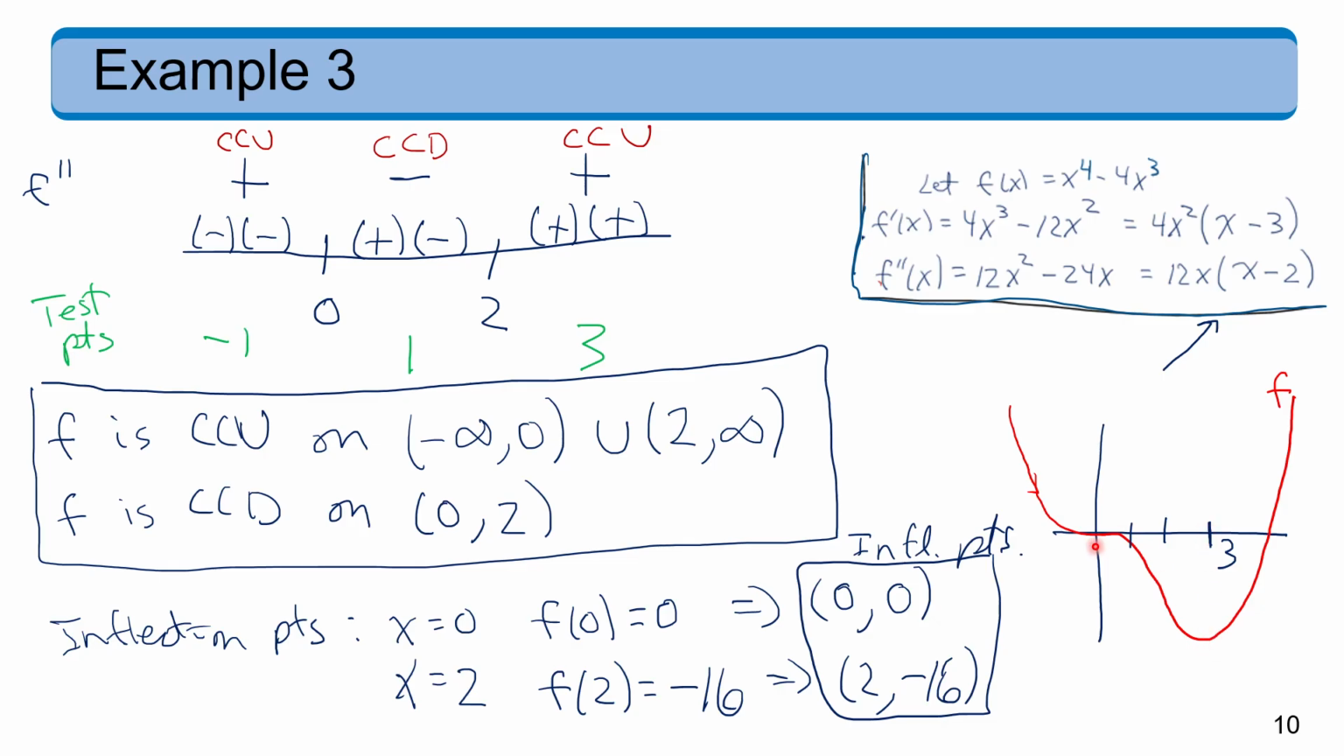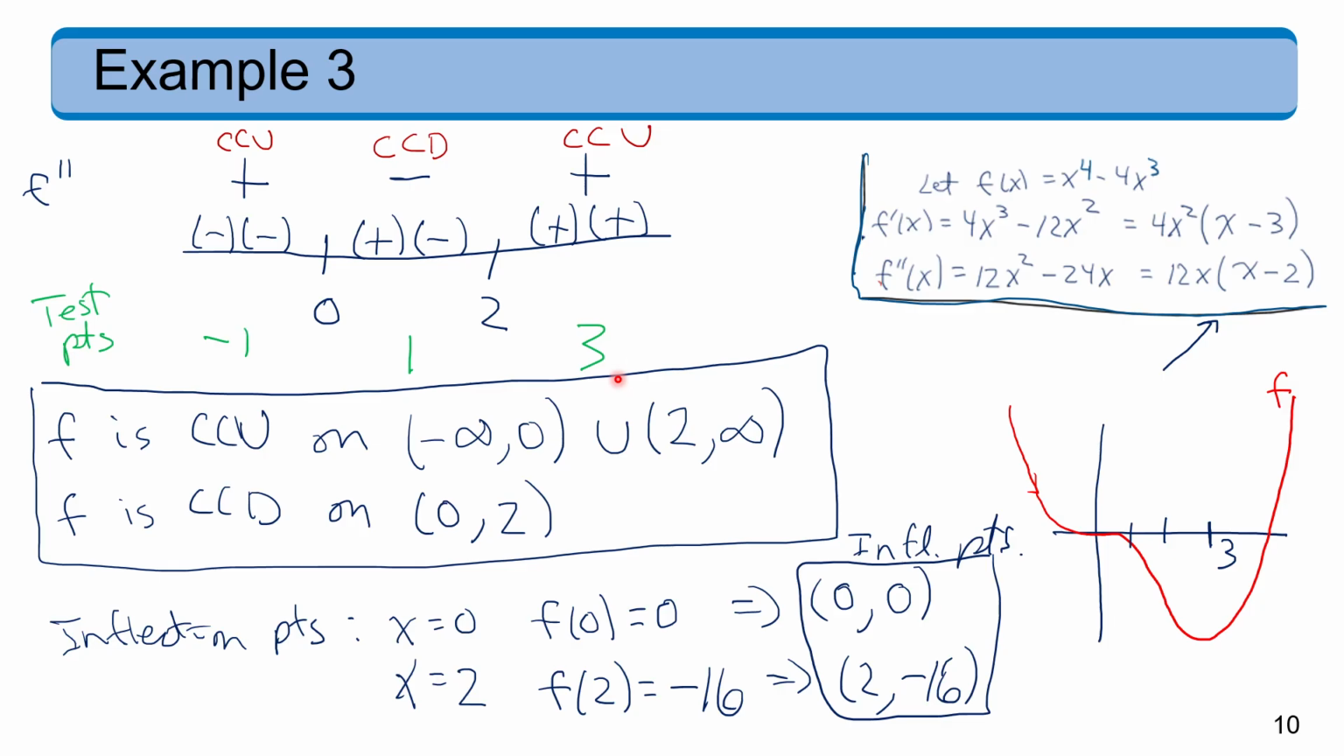And 0 was a critical point, and you can see it has a horizontal tangent, which is why it was a critical number. But notice it's not a local max or min, and that's what we found earlier. We actually found it was decreasing on either side of 0, so no local extremum there.